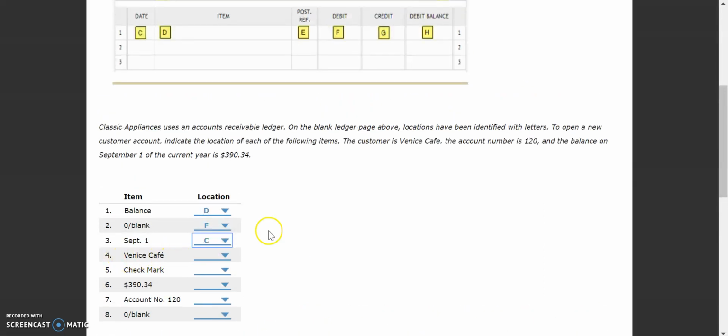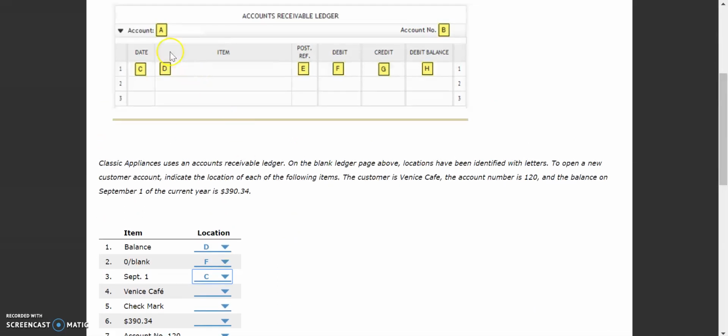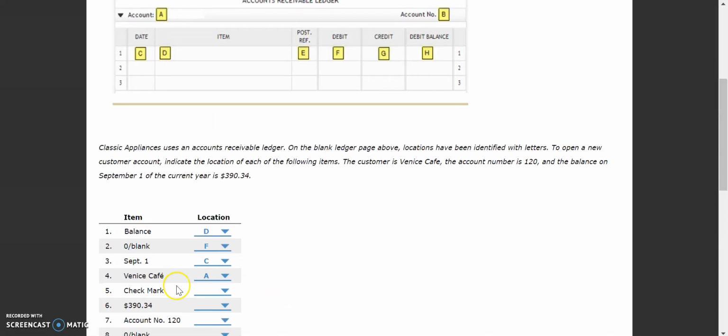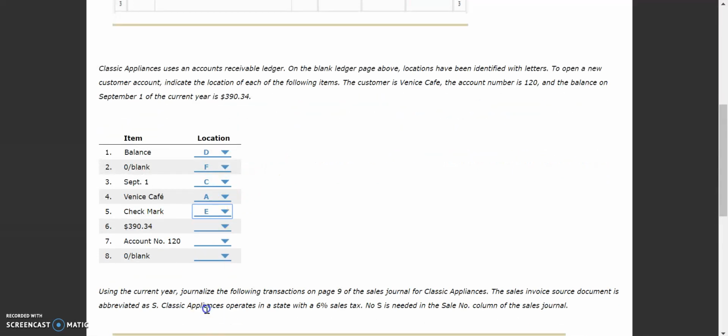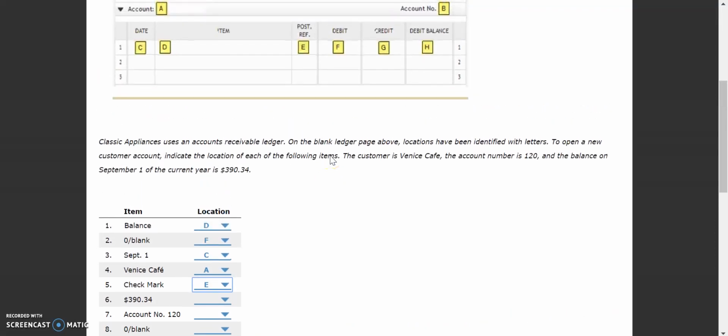The words Venice Cafe, that's going to be the account title, so that's going to go up in A, or the name on the account, I should say. The check mark is going to go in our post reference column because remember, we are not going to be posting a balance. So we're going to put E in there. The $390.34 is actually the balance in our Venice Cafe account, so that's going to go in the debit balance, or H. So put that in there.